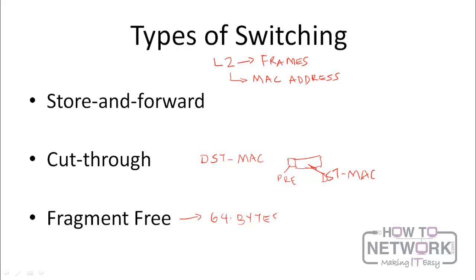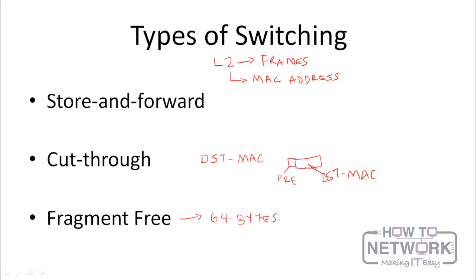So they stored the first 64 bytes. And the first 64 bytes, that's where you have most of the information that you need to send any kind of packet or make any kind of decision. And that's where you have most of the errors. So once you can store the first 64 bytes, you really do not need to store the whole frame. And that's the kind of switching that is now being used.